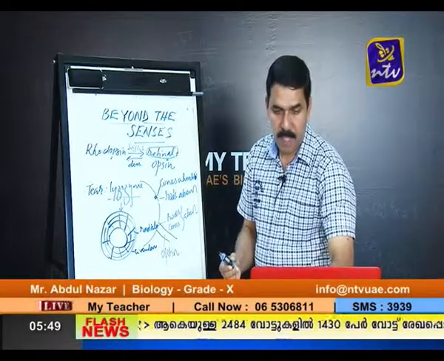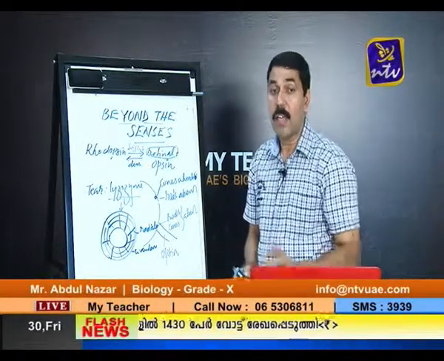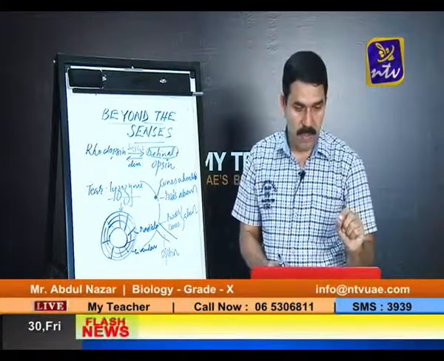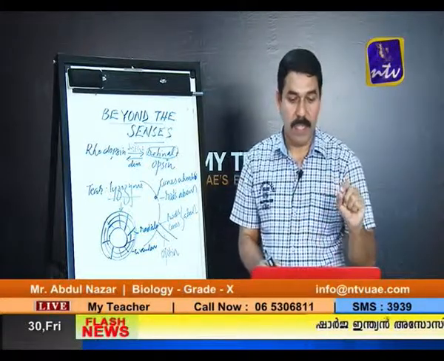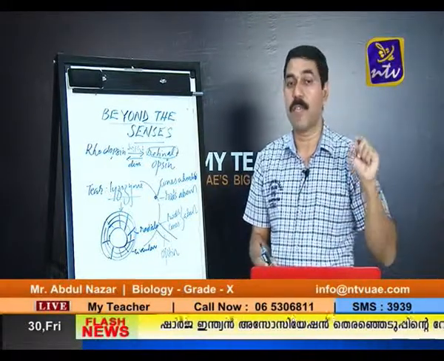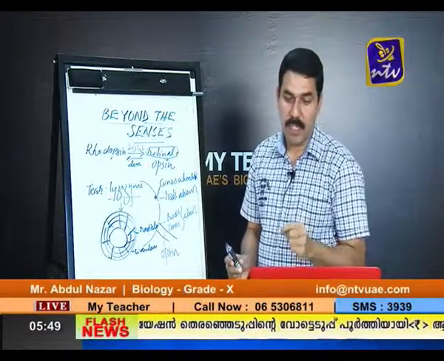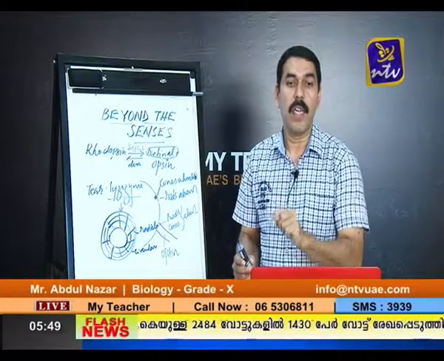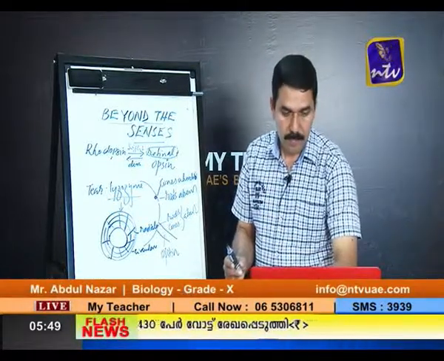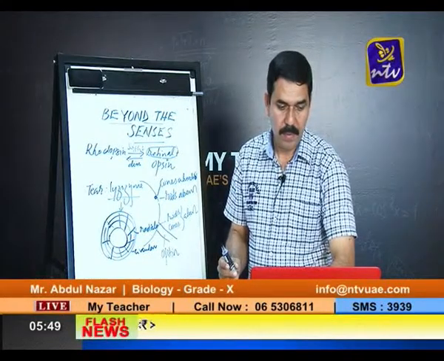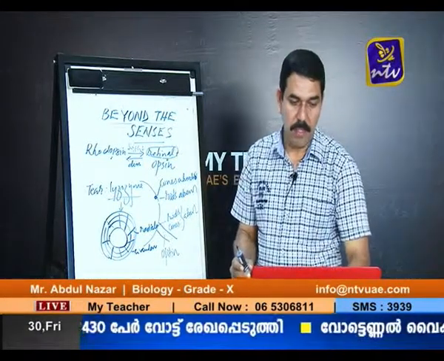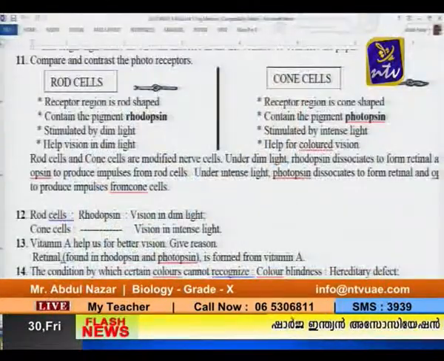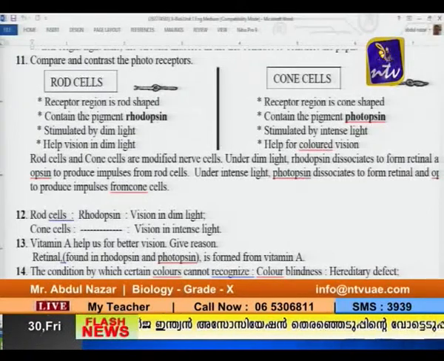Then once again, another point to remember from this part is, in the eye there are two types of photosensitive cells. One is rods and the other is cones. Rods contain a pigment called rhodopsin. It helps us to see in dim light. And the cones contain a pigment called iodopsin or photopsin, and it helps us to see in bright light. Here you can see a question. Rod cells contain the pigment rhodopsin, vision in dim light, and the cone cells contain the pigment photopsin, vision in bright light.